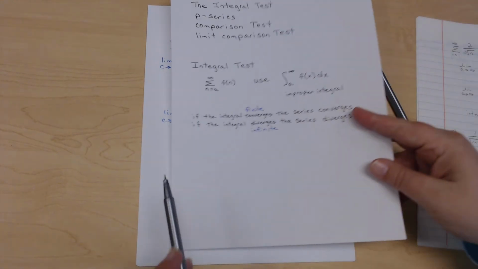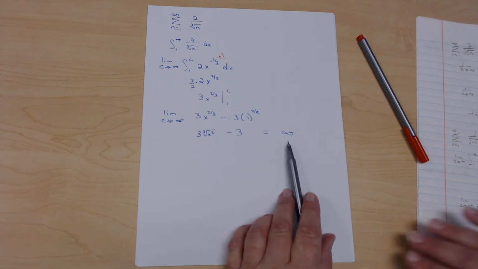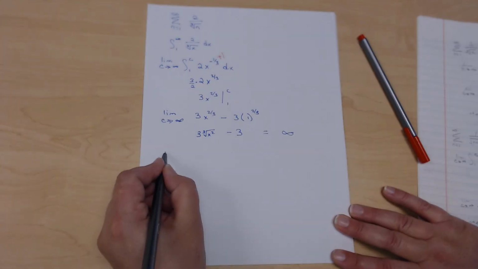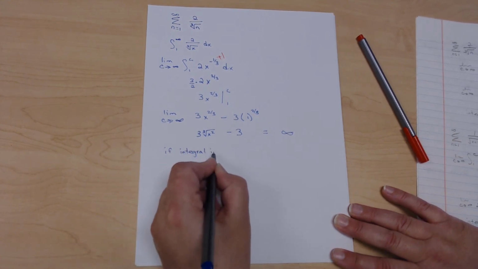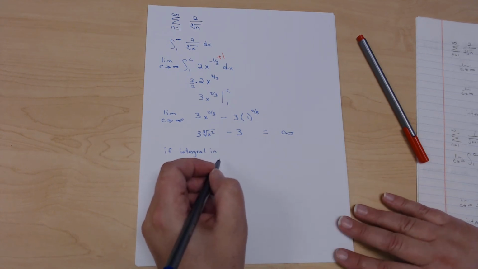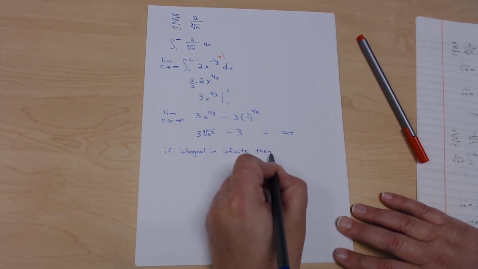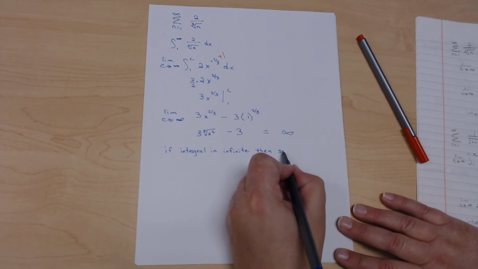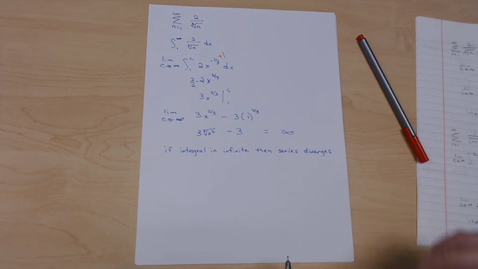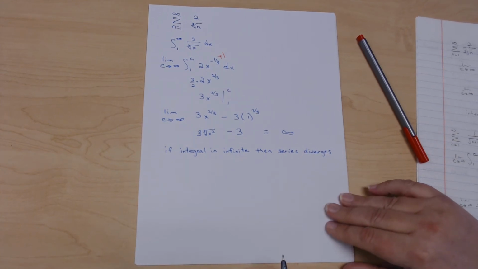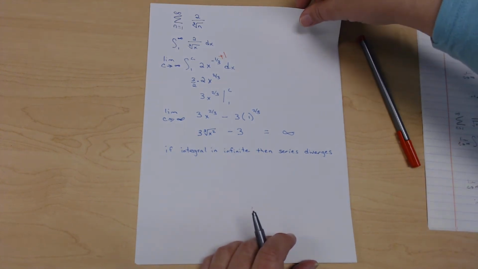So we would say if the integral is infinite, right, because this limit is headed to infinity, so let's write: if the integral is infinite, therefore, or then, the series diverges. Okay. If the integral is infinite, then the series diverges. All right, let's try one more, and then we're good.